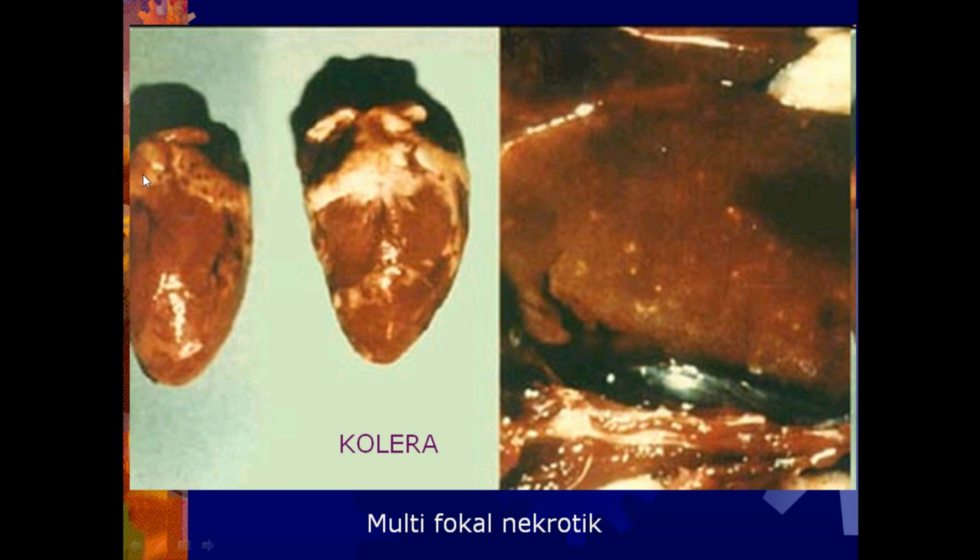And this one here, this is the petechial hemorrhages in the cases of cholera in the fatty tissue of the heart. And also in here you can see a necrotic part. You can see this whitish part here in the heart. It reflects the necrosis in the heart.